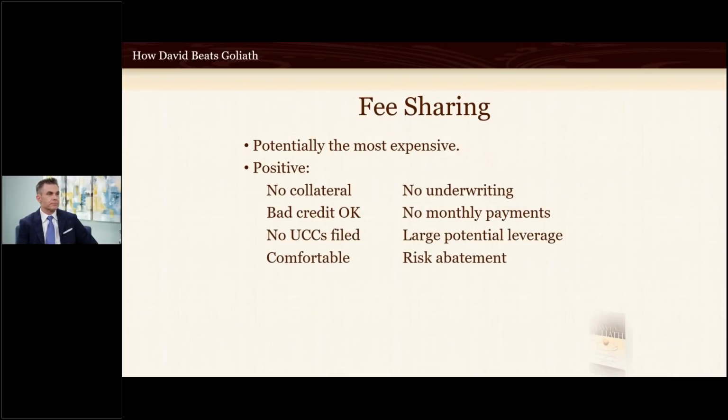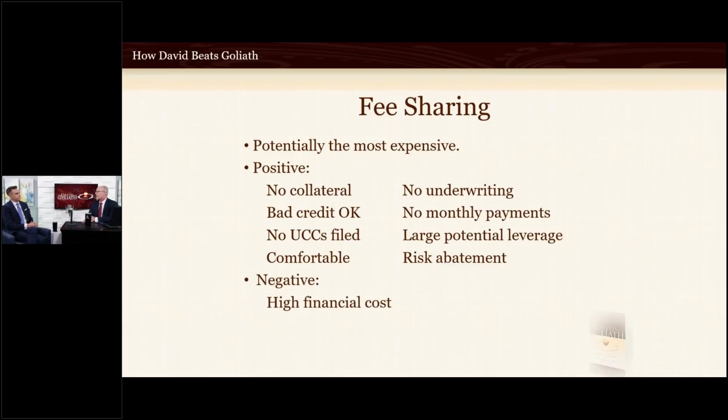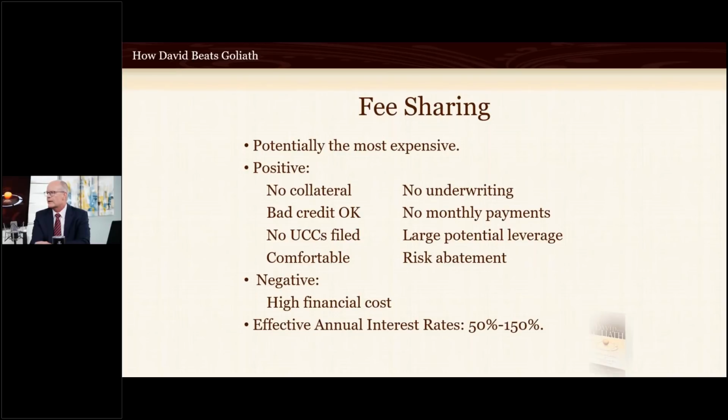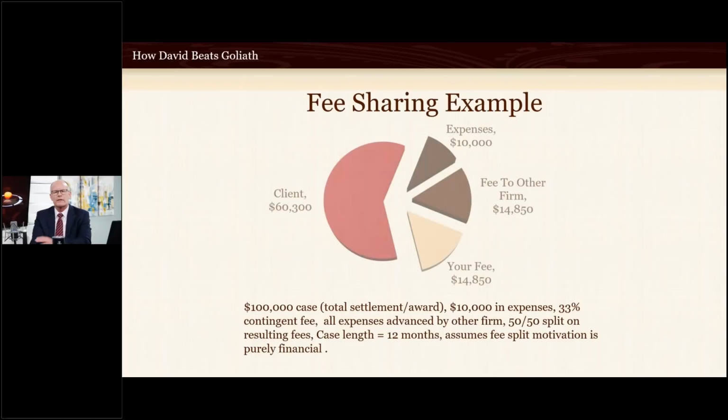Yeah, absolutely. So there are some positives to fee sharing, right? There's no collateral required, no UCC. You could have bad credit, and there's a lot of comfort because you're normally dealing with another law firm. But the biggest negative really is the high potential financial cost. And the effective annual interest rates, if you do the math, can be as high as 150% per year, which is a big eye opener. So we have an example for you to look at on fee sharing and how the cost can be high.